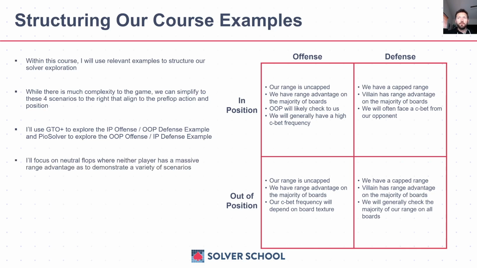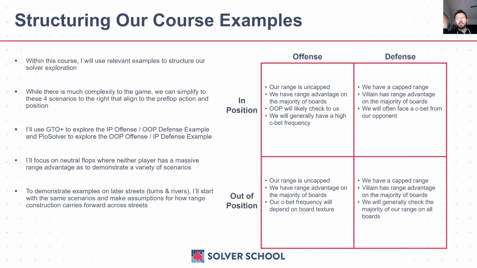I'm going to focus on neutral flops where neither player has a massive range advantage, just so we can demonstrate a variety of scenarios. Because what you'll find as you start diving into solvers is that if there are certain boards where one person has a much larger range advantage than the other, what typically ends up happening is the solver recommends that we generally bet everything as the advantageous player or check everything as the disadvantageous player.